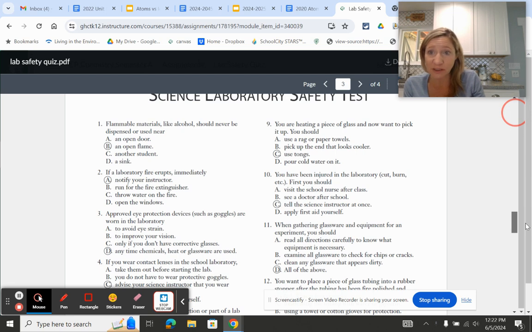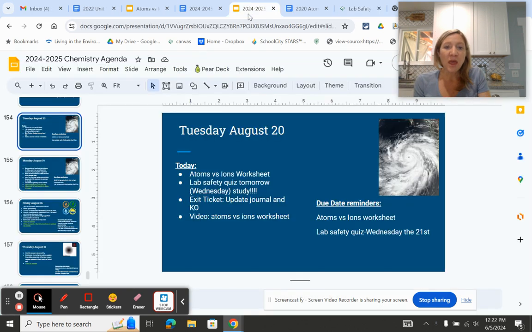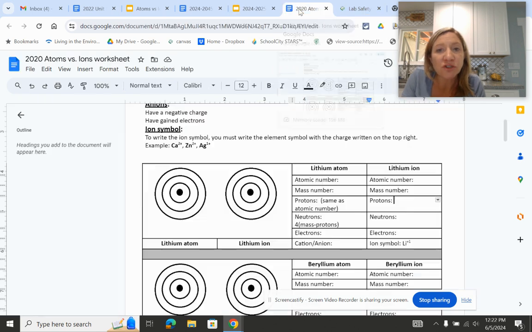So please, please study the answers so that you can get that 70% so that you can do labs. Okay. Really important. Other than that, I'm going to walk you through the activity, atoms versus ions. So this is going to help you to use the periodic table and then also extract some other information. So let me go ahead and show you what that looks like.